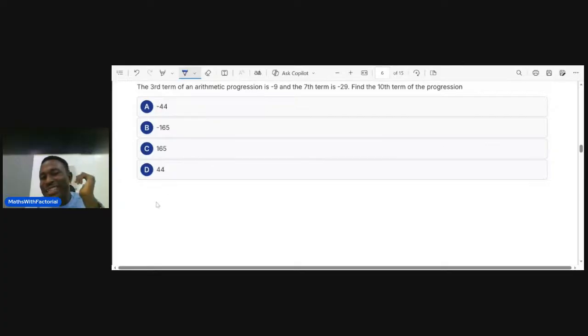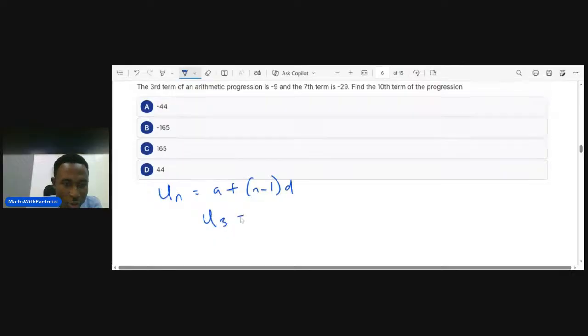In this case, they didn't give us the A. They didn't give us the first term. They only said the third term. Don't forget the formula we used. What is the nth term of a particular series, which is in this case an AP? Un equals A plus n minus 1 D. So they've given us Un, which is the third term. Your n is 3. That's the third term. So U3 equals what?